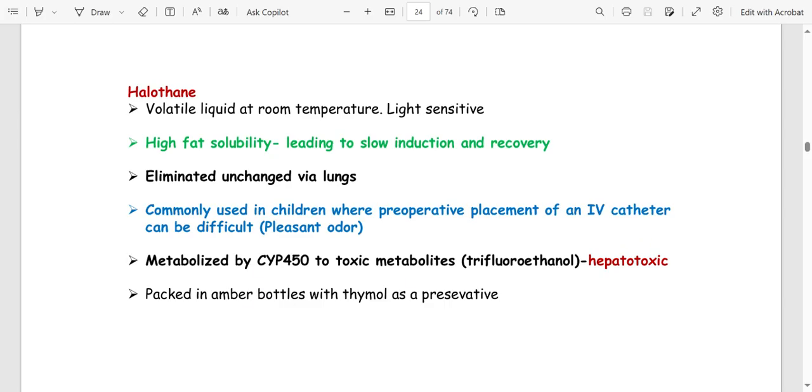And then it is broken down by cytochrome P450 to a toxic metabolite which is trifluoroethanol. But this metabolite is harmful to the liver, and so you want to avoid giving halothane in liver disease. Okay.